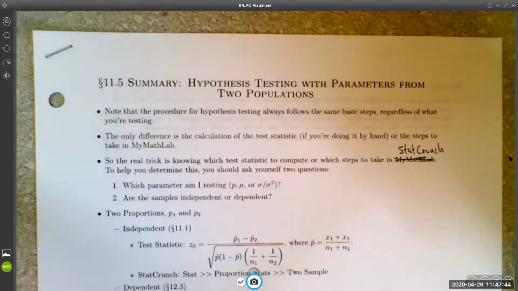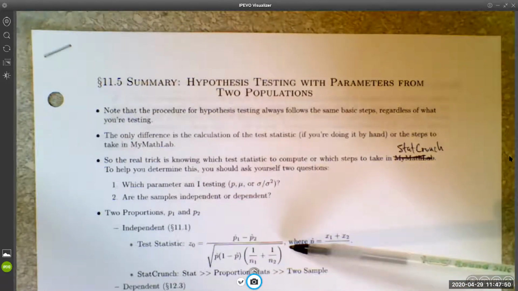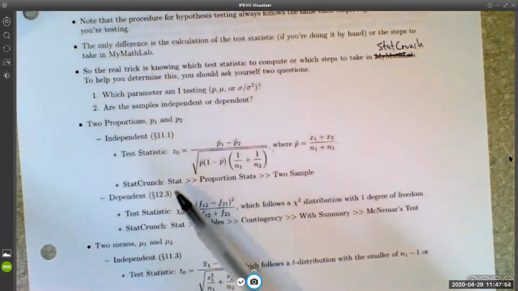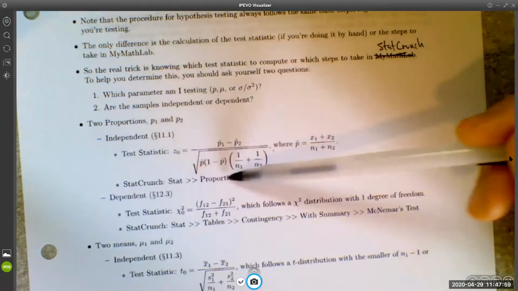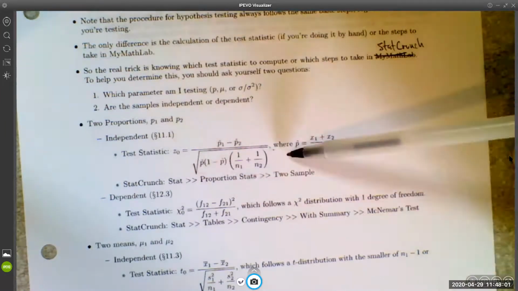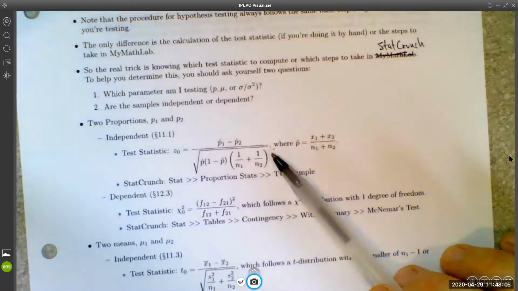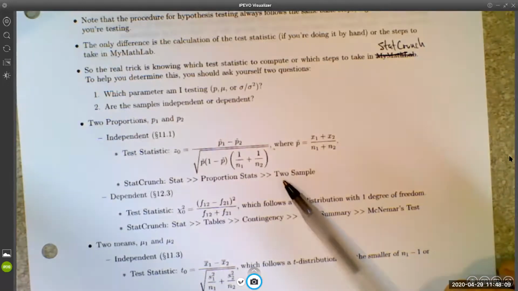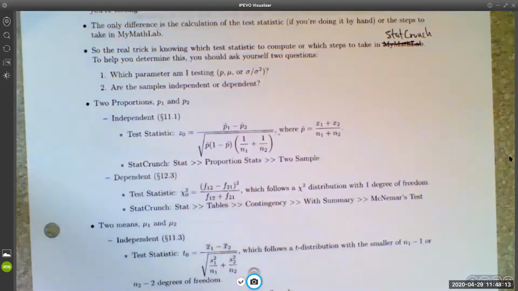So if you're testing 2 proportions and you have independent samples, this is the test statistic that you would compute. And in StatCrunch, you would go to Stat, Proportion Stats, Two Sample. Now, you don't have to compute this test statistic by hand. I'm just putting it on this page for your information. But this is the test statistic you would compute, and this is where you would go in StatCrunch. We covered that in 11.1.